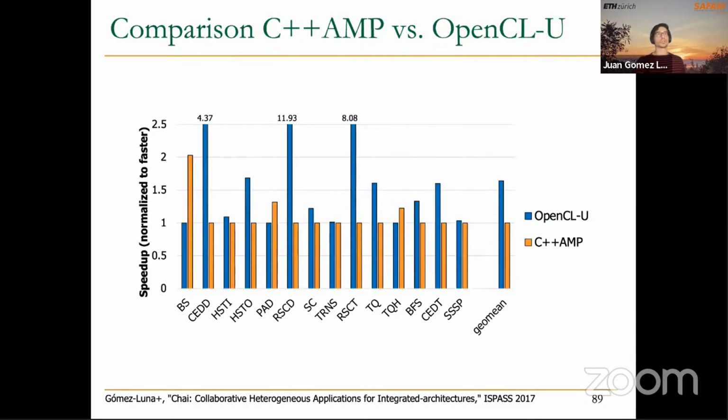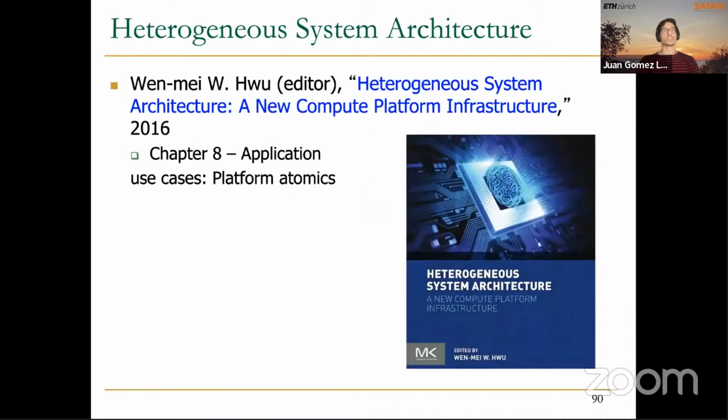We also show in the paper a comparison between the execution on the AMD Kaveri for the OpenCL versions and the C++ AMP versions. You can check the details in the paper, and also if you are interested in this kind of application and also this kind of architecture, I can recommend you as well to take a look at this book, The Heterogeneous System Architecture, a New Compute Platform Infrastructure, and in particular, Chapter 8, to check some more use cases.